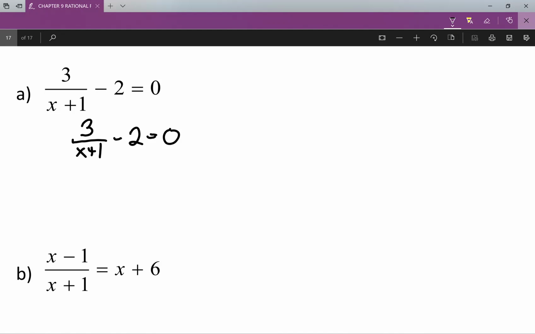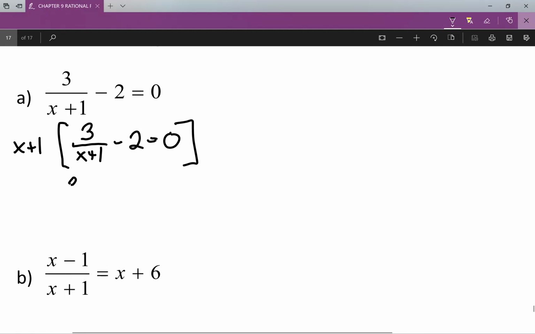Now, what I want to do is I want to clear out the fractions first. I want to get rid of all the fractions. So to get rid of this fraction, I'm going to multiply everything by x plus 1. Now, you'll never be expected to do as many steps as I'm going to do, but I just want to make it very clear what's going on here.